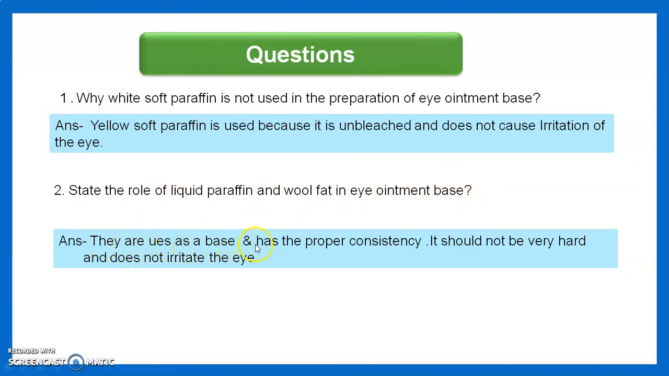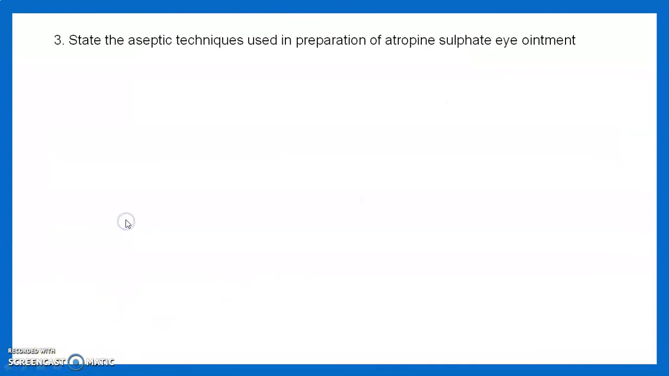They are used as a base and give a proper consistency. They should not be very hard and do not irritate the eye. They give proper lubrication or proper moisturization to the eye. That's why they are used. Then the next question is, state the aseptic techniques used in the preparation of the atropine sulphate eye ointment.